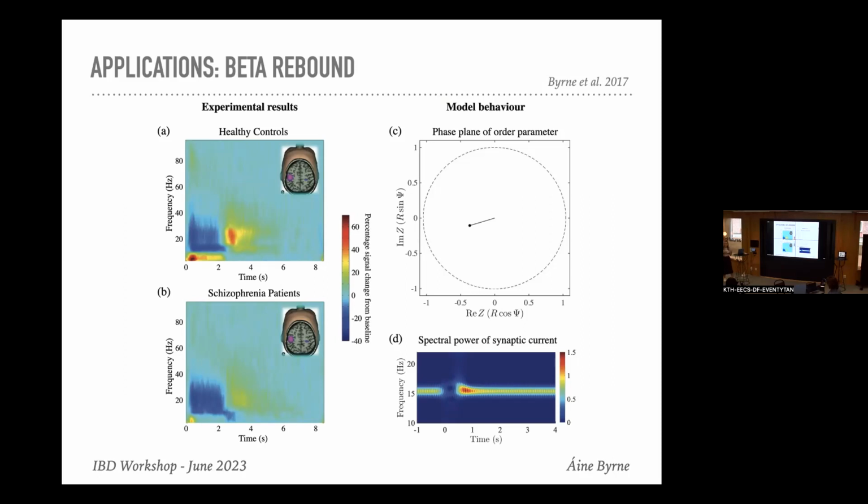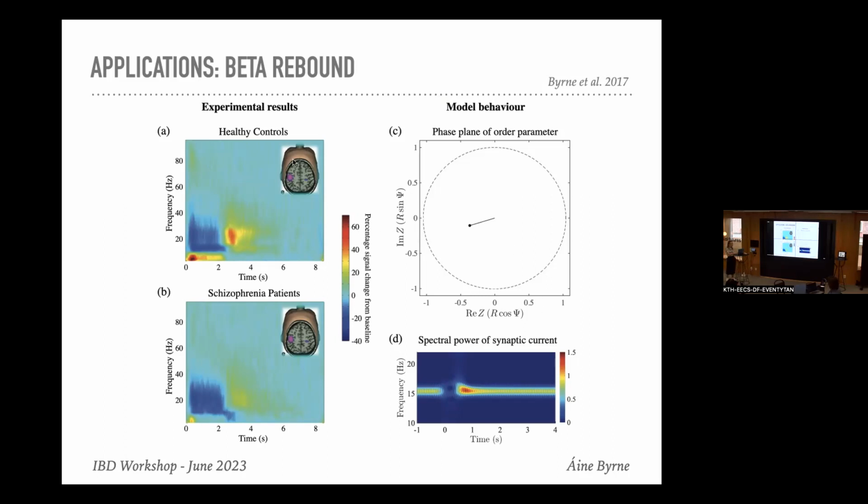In the same way you'd see alpha rhythms when you have your eyes closed in the visual cortex. And then when you start to move, the amplitude of those oscillations dies out, so you'd see a reduction in power. And then when you stop moving, you get a rebound in that power. So the oscillations come back with a higher amplitude before decaying back down to their original amplitude. And beta rebound is used as a biomarker for schizophrenia. Schizophrenia patients get the reduction in power, but their rebound is much smaller than for healthy controls.